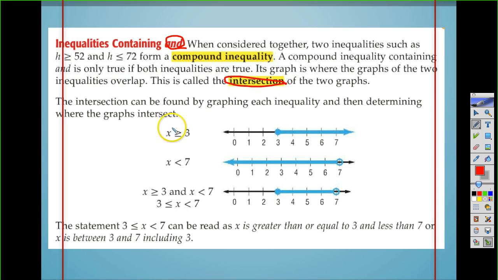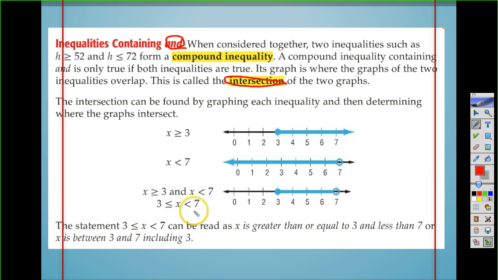If you were to graph these two inequalities, x is greater or equal to 3, and there's your graph, and x is less than 7, and there's your graph. If we line this graph up, then you can find where it intersects, where it's overlapping. We know it starts with 3, including the 3. This part is not including the 7, so we kept that open. And this is the graph that's overlapping.